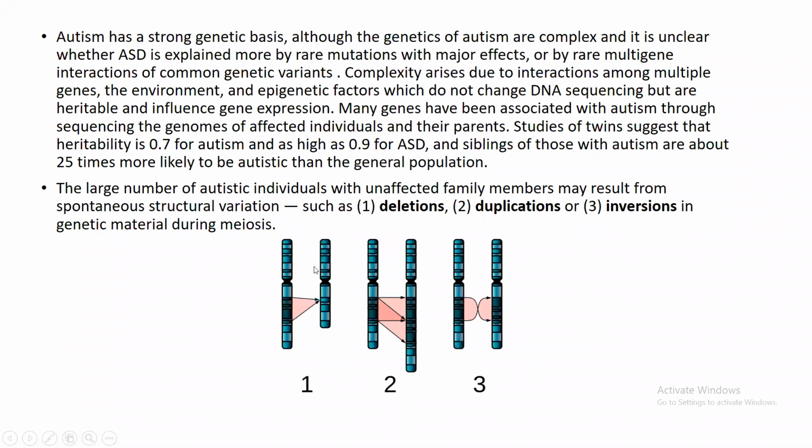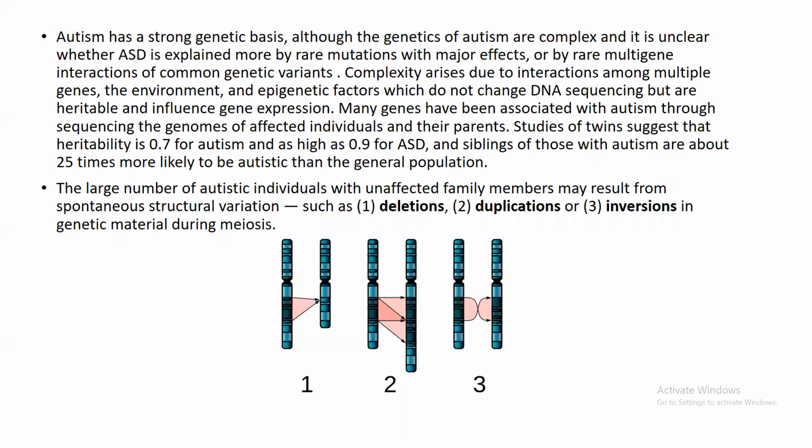Autism has a strong genetic basis, although the genetics of autism are complex and it's unclear whether ASD is explained more by rare mutations with major effects or by a multi-gene interaction of common genetic variants. Complexity arises due to interactions among multiple genes, the environment, and epigenetic factors, which do not change DNA sequence but are heritable and influence gene expression.